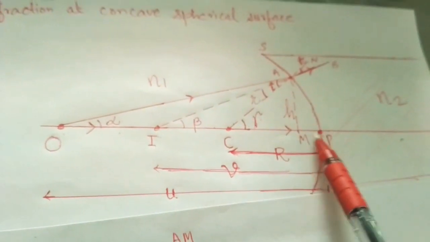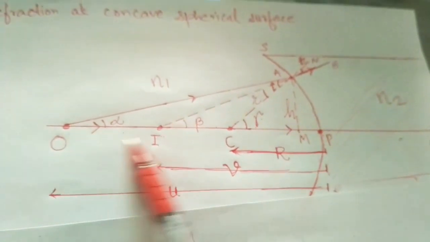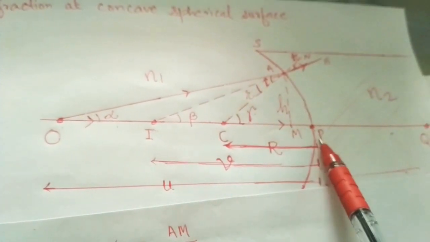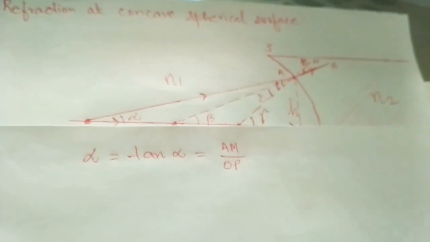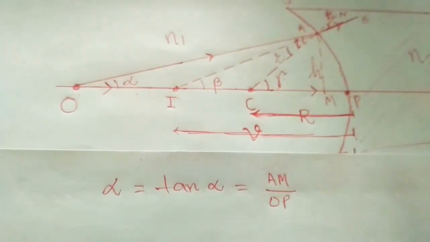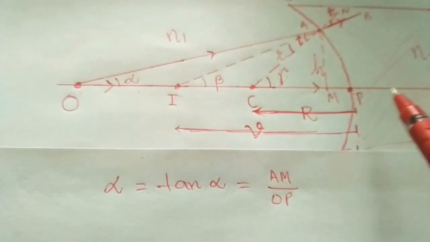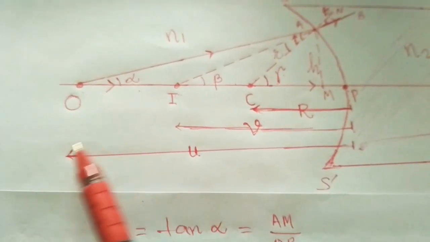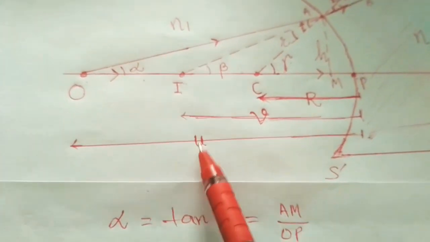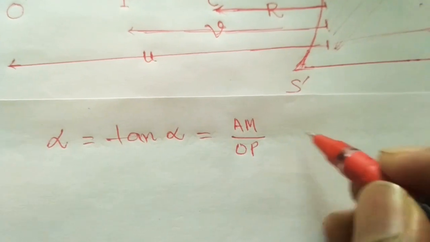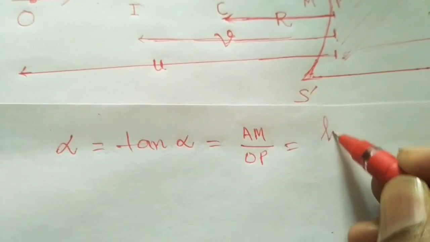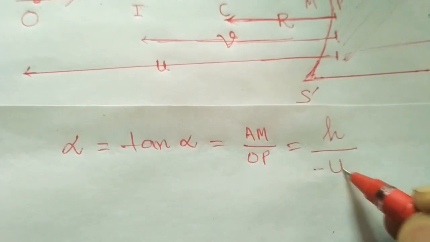OP, because M and P are very close. So instead of writing OM, I'm writing OP directly. Now put the values of AM and OP. What is AM? AM is the height. And what is OP? OP is the distance of the object, which will be negative by sign conventions. So the value of AM is h and the value of OP is minus u.